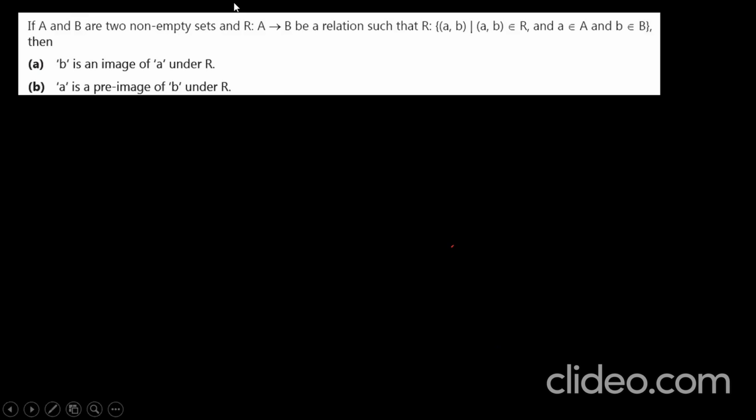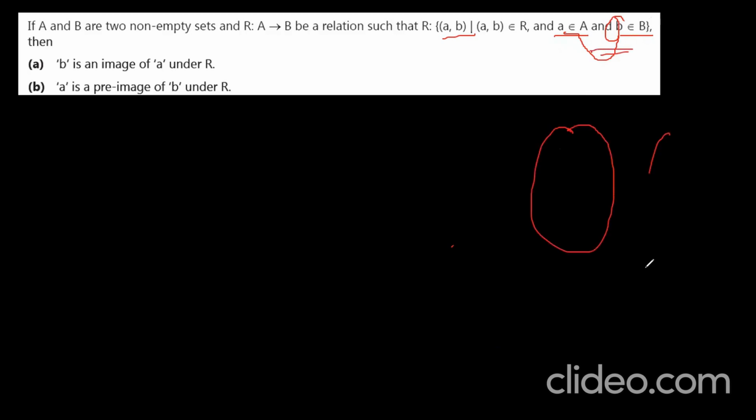So you take two non-empty sets, and R maps A into B, a relation such that (A, B), an ordered pair, such that (A, B) belongs to R. In that case, A belongs to A and B belongs to B. So here B is called an image of A under the relation.